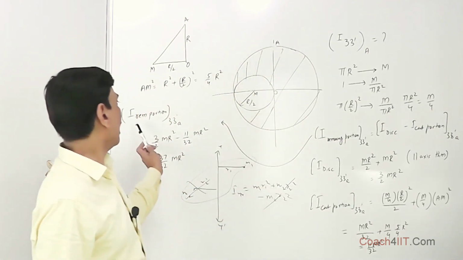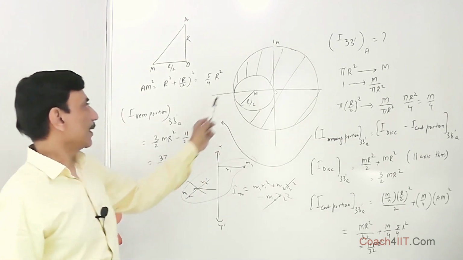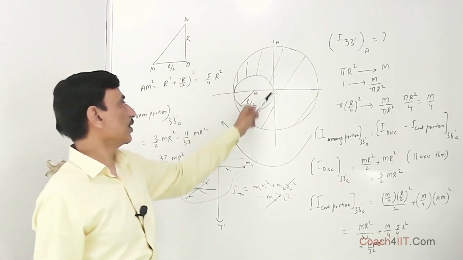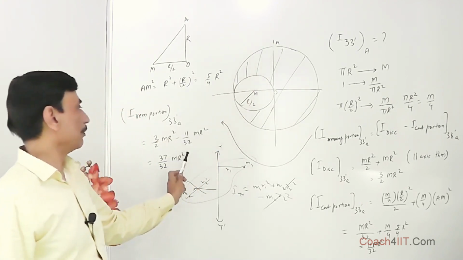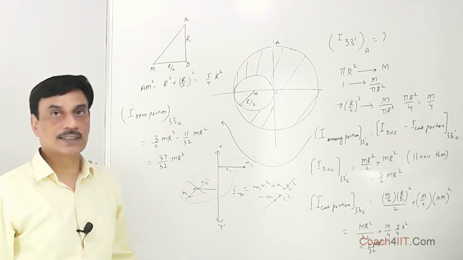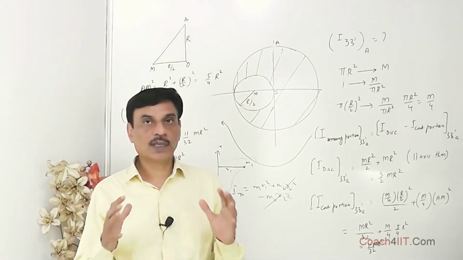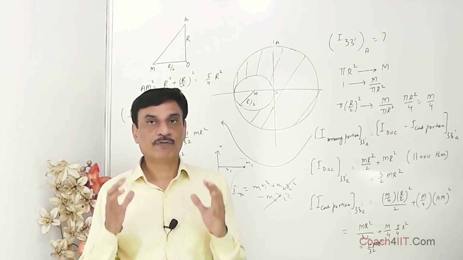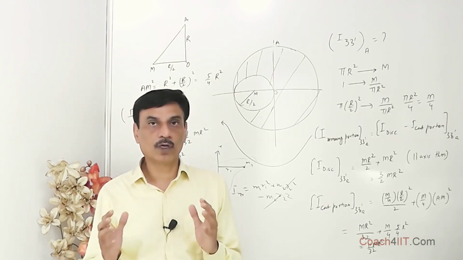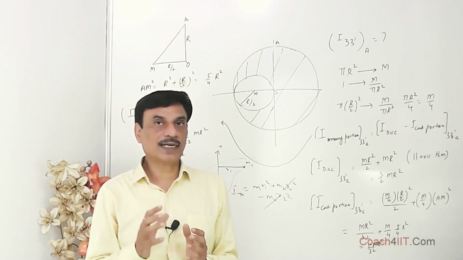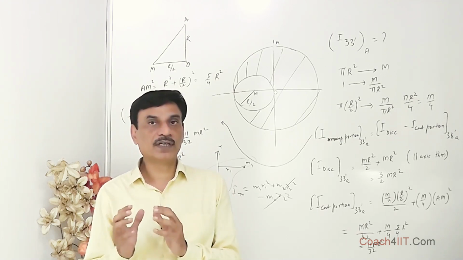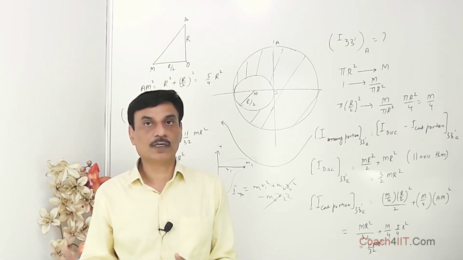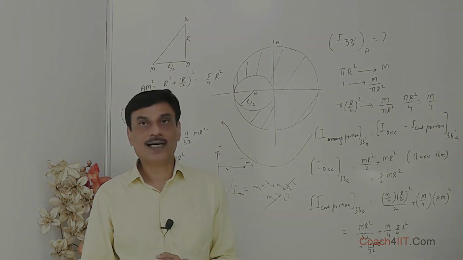So I of the remaining portion is equal to that of the whole disk about this axis, 3 by 2 m r square, minus the moment of inertia of this disk about this axis, that comes out to 11 by 32 m r square, that comes out to be 37 by 32 m r square. So if from a body some portion has been cut, one way to proceed is to find the moment of inertia of the whole body about the axis, then subtract from this the moment of inertia of the cut portion about the same axis, and you will find the moment of inertia of the remaining portion about the asked axis.